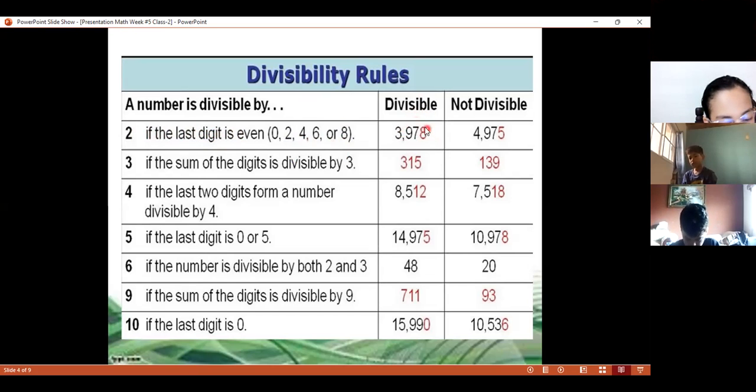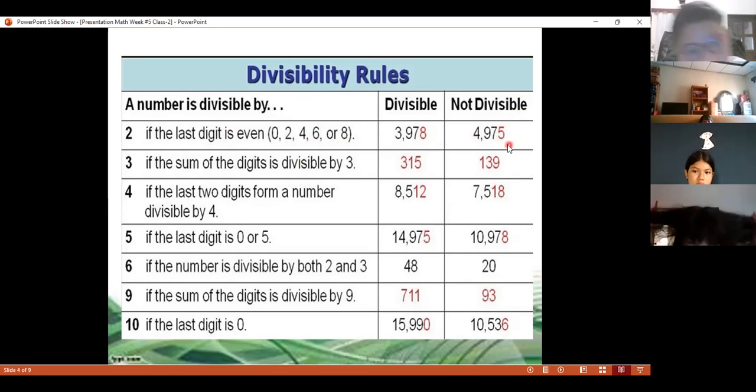For example, look at this number, 3,978. Look at the last digit, it's number 8. 8 is an even number. So yes, this number is divisible. But what happens with this amount, 4,975? The last digit is number 5. 5 is not an even number. So it's not divisible by 2.